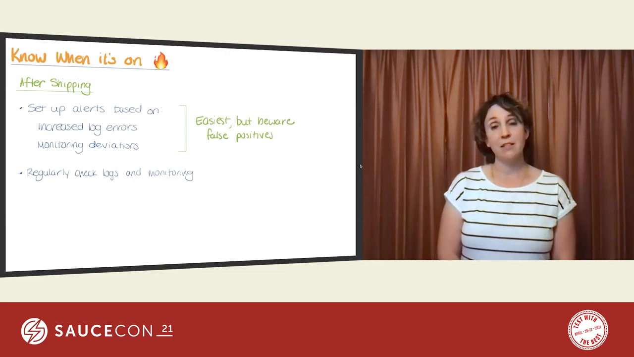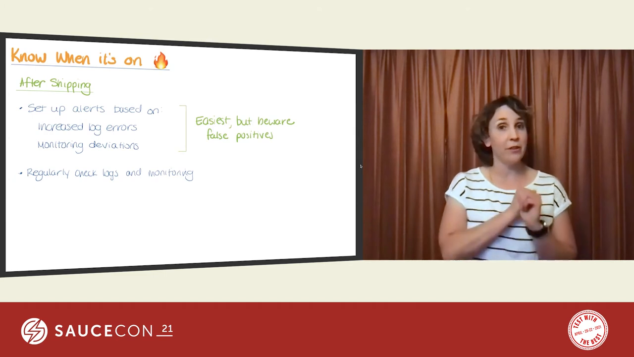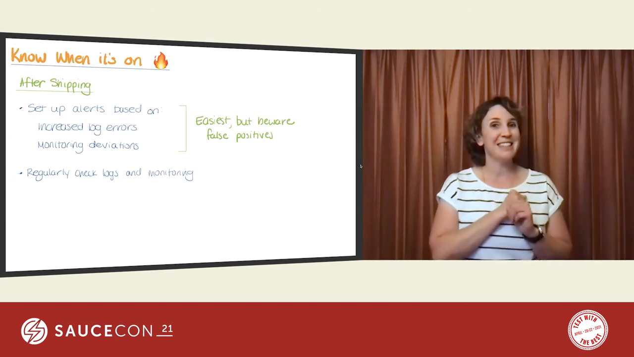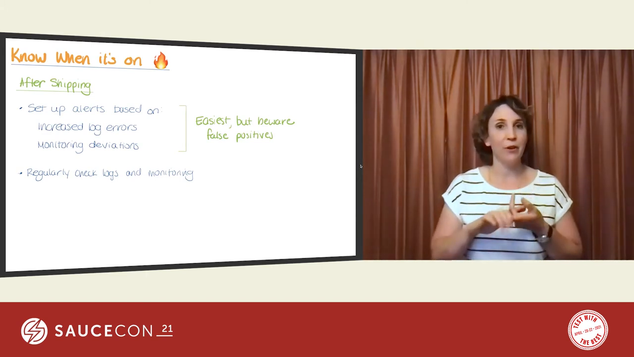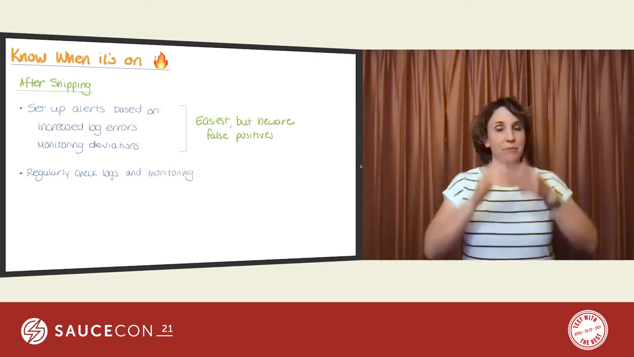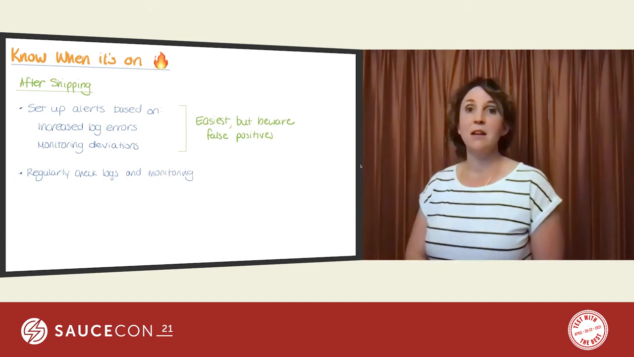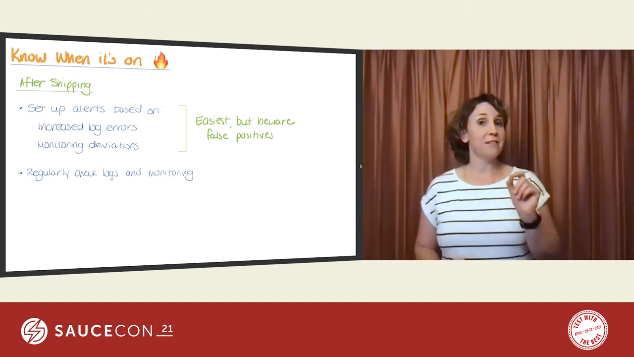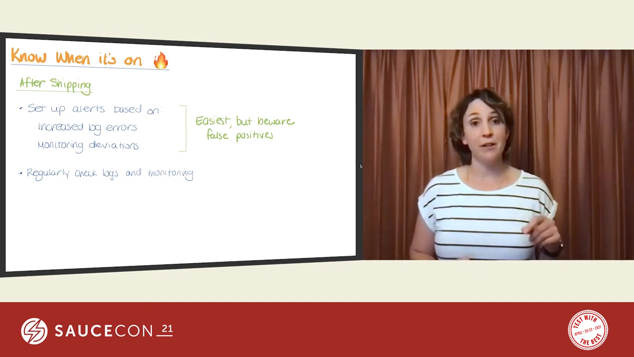But that's even the case when you're not in that kind of environment, because as soon as your tests start failing more than 5 to 10% of the time, or you have more than a couple of false positives on your alerts, it's over. So you've got to be very careful with that. But that's your best weapon for knowing when something is on fire.